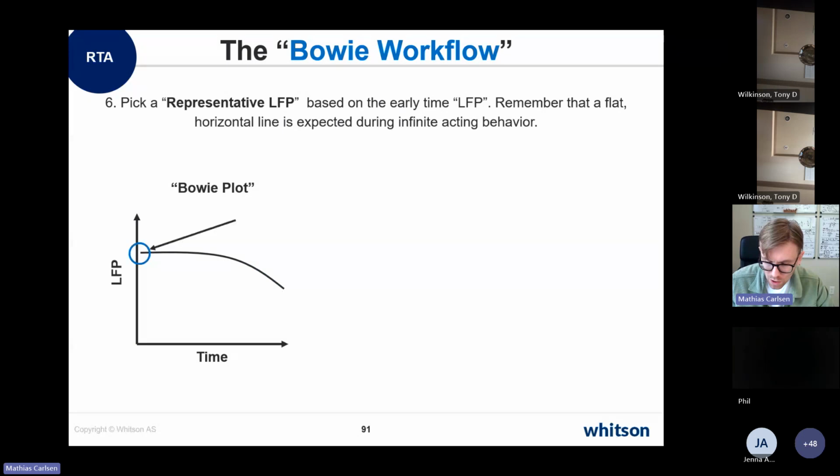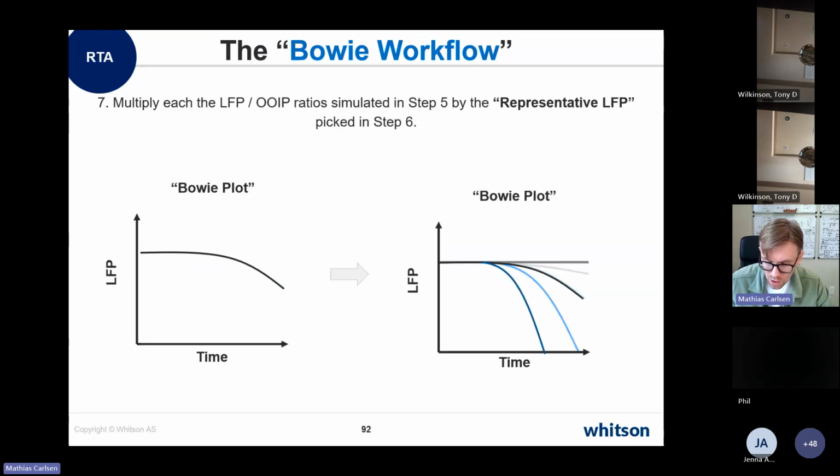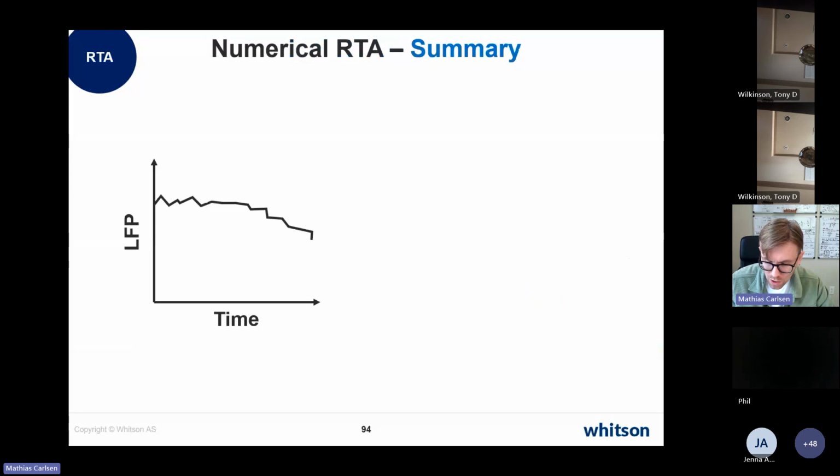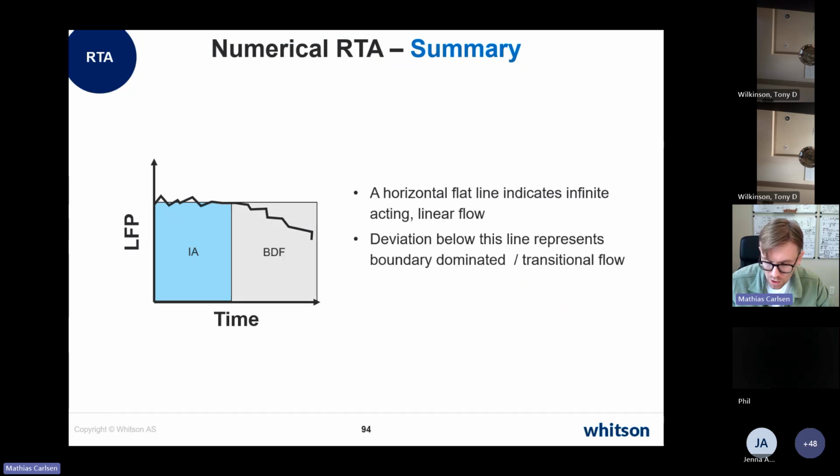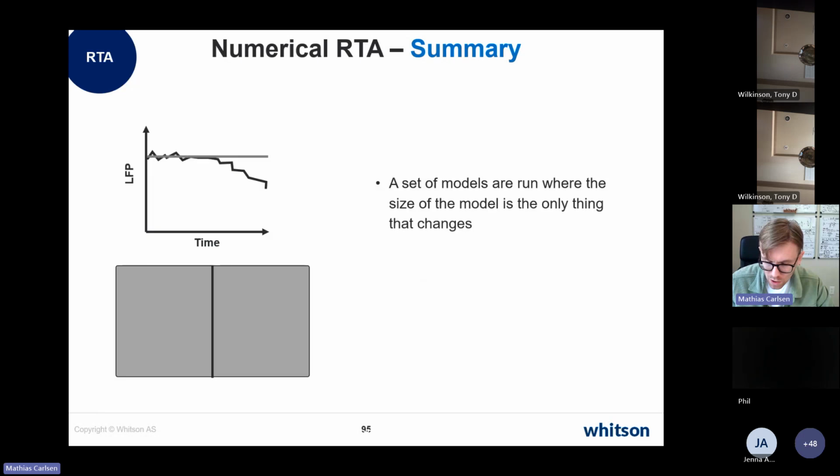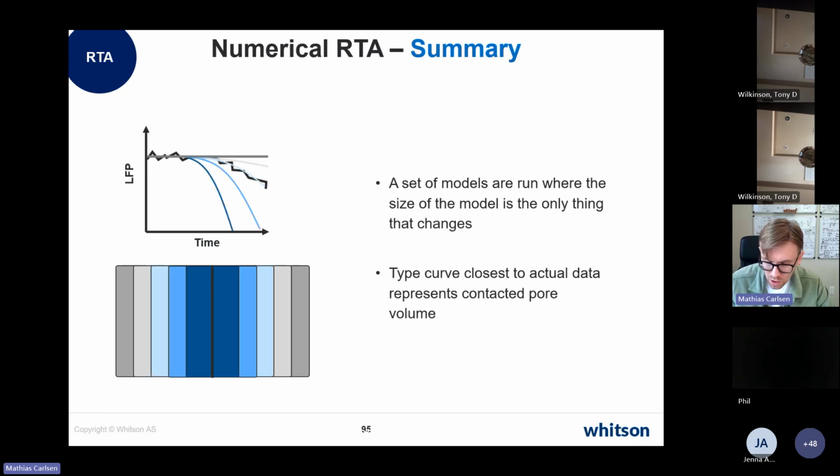And then, when you go in and pick the LFP, you look at the LFP from the data itself, you overlay these type curves, and you pick the closest OIP step. So if you did this on real data, it will look a little bit noisy. Maybe something like this. Flat horizontal line indicates infinite acting linear flow. Deviation below the line represents boundary dominated flow, and the magnitude of the flat line itself indicates the LFP. And then, when you have these different type curves, you pick the type curve that's closest to observed data.